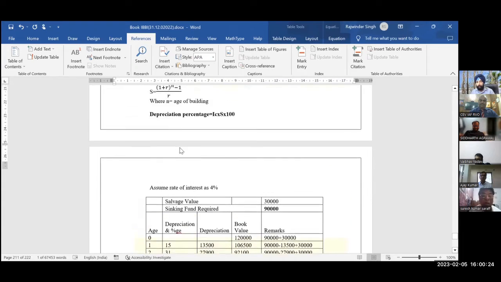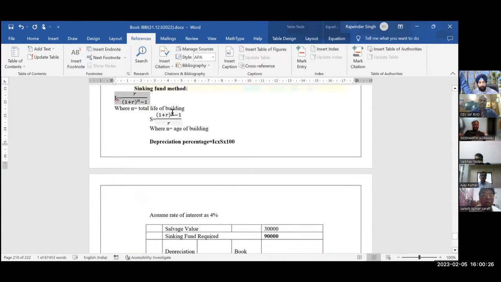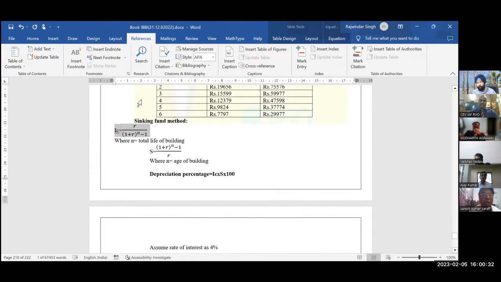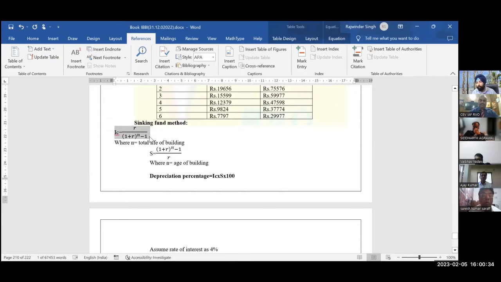In this case, for S, in the first year N will be 1. In the second year N will be 2. S will change for every year. IC will remain constant for all the cases, and N will go on changing. And in the last year, what will happen? Both are equal. In IC you are taking S and S. In this case, S is also 1. They will cancel each other and you will get 100%.